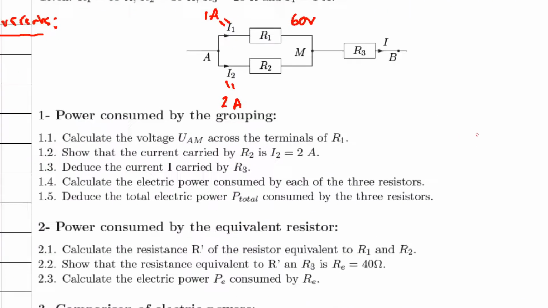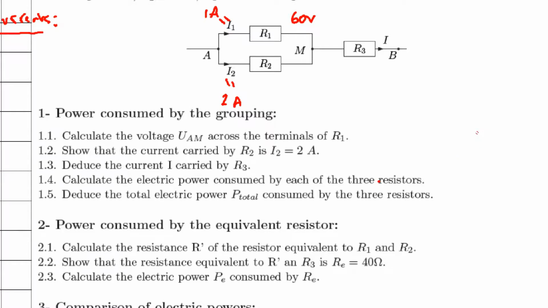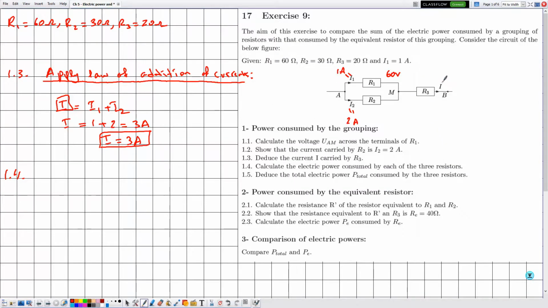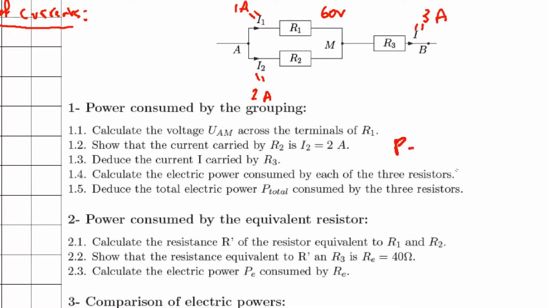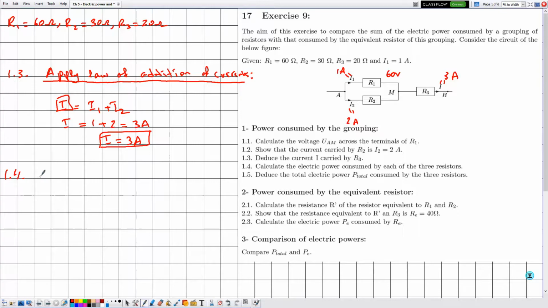And now we are in 1.4, calculate the electric power consumed by each of the 3 resistors. Here let me say that I is equal to 3 amperes. So we are interested in determining the electric power, which is given by P is equal to U times I, across each of the 3 resistors. So let me say electric power across R1.